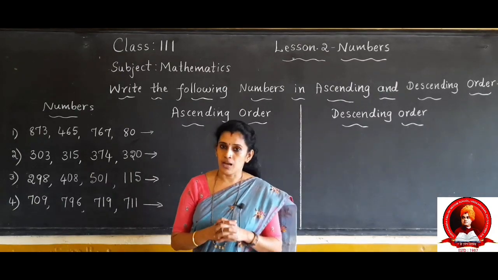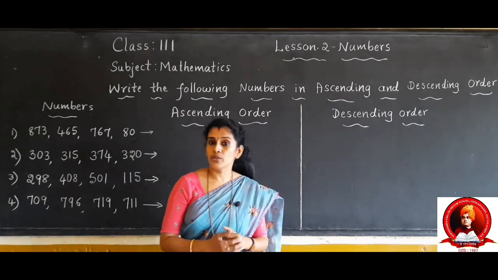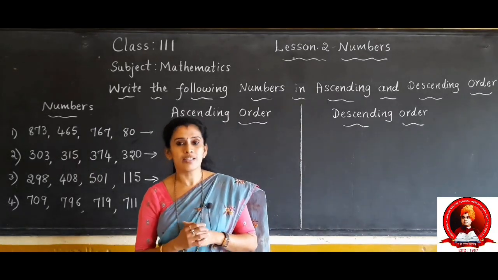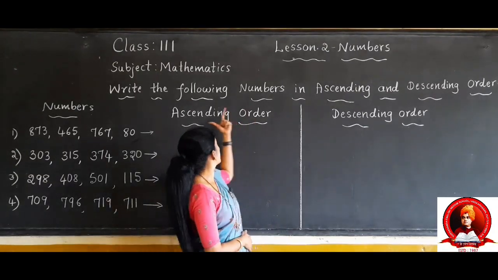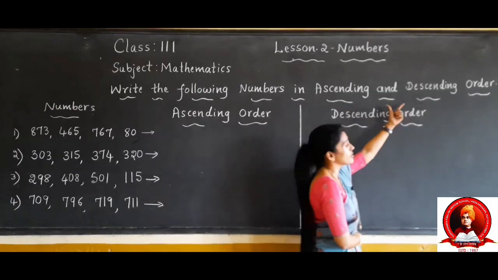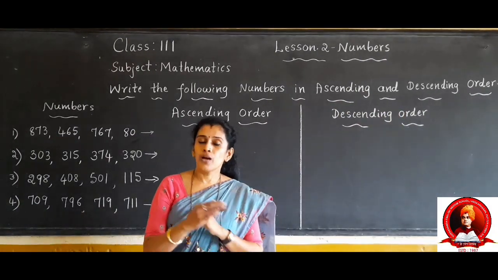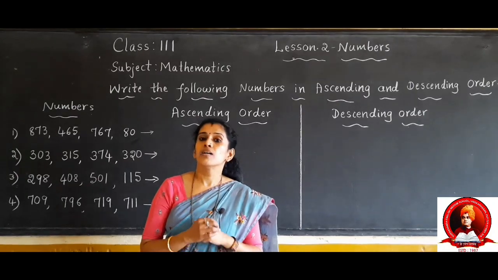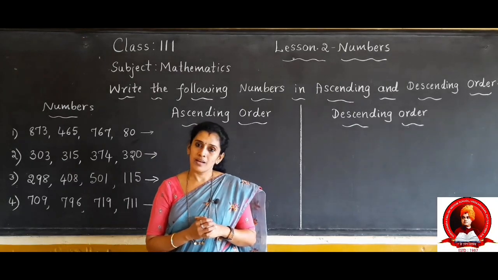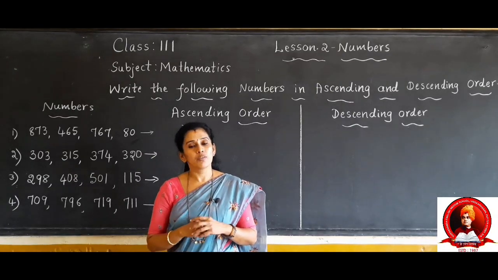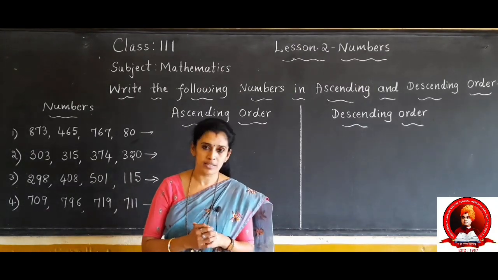Okay children, now in lesson 2, that's Numbers, we are going to learn ascending and descending orders. Children, you have already heard these terms, ascending and descending orders. In your second standard, you learned how to write 2-digit numbers in ascending and descending order. So today we will learn how to write 3-digit numbers in ascending and descending order.